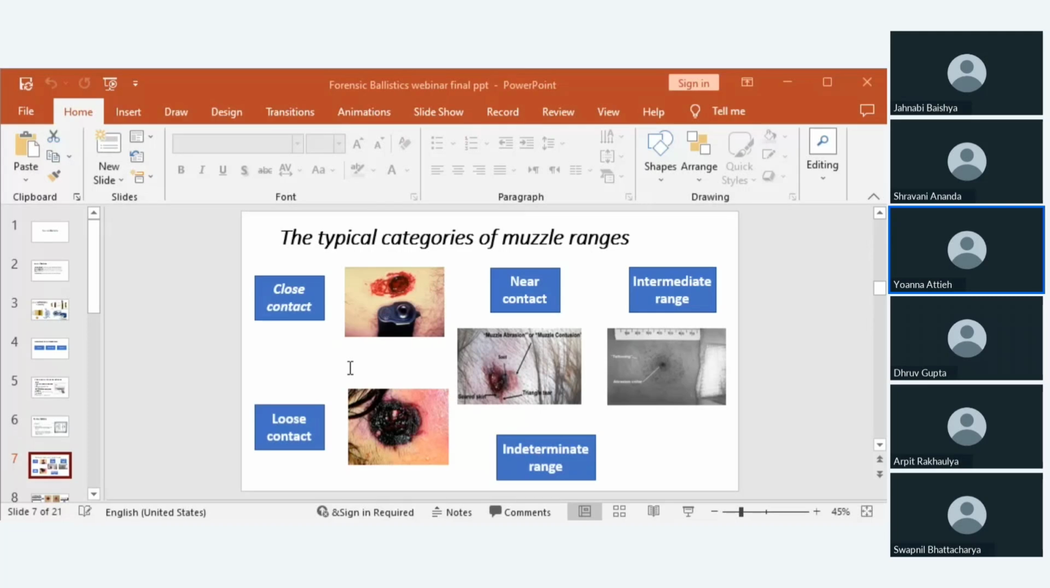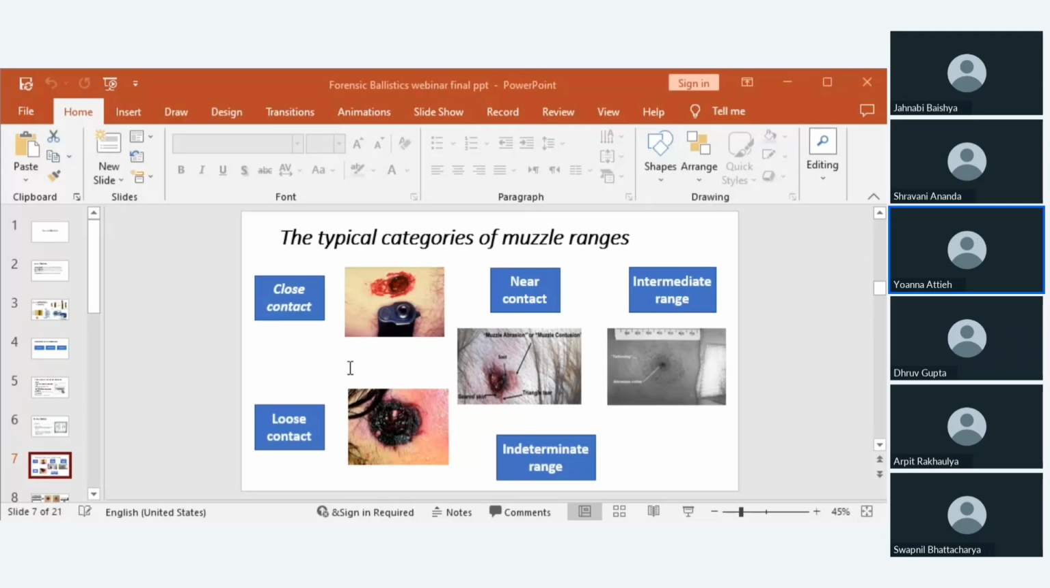Talking about the hard contact, as you can see in the slide, the muzzle here is pressed directly against the skin. This creates a very distinctive wound, often with searing around the edges and a burn mark due to the hot gases exiting the muzzle. And you can easily see the muzzle imprint in a hard contact range.